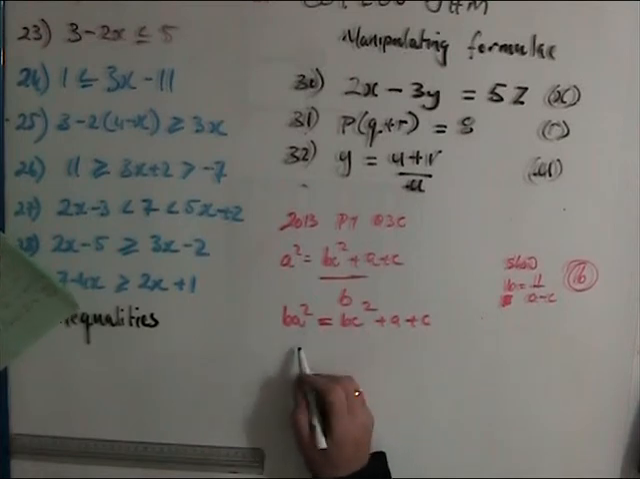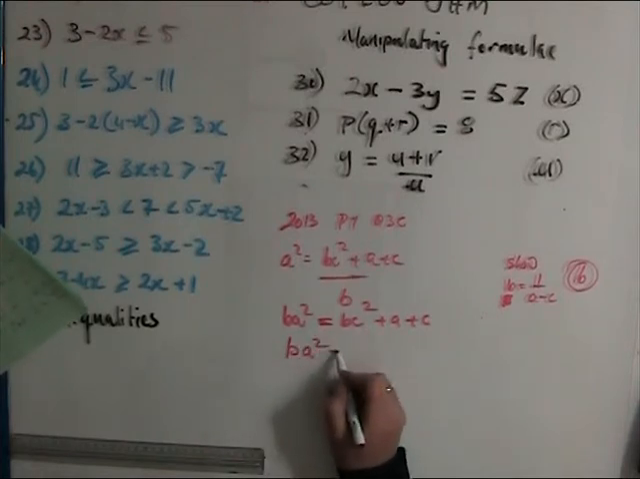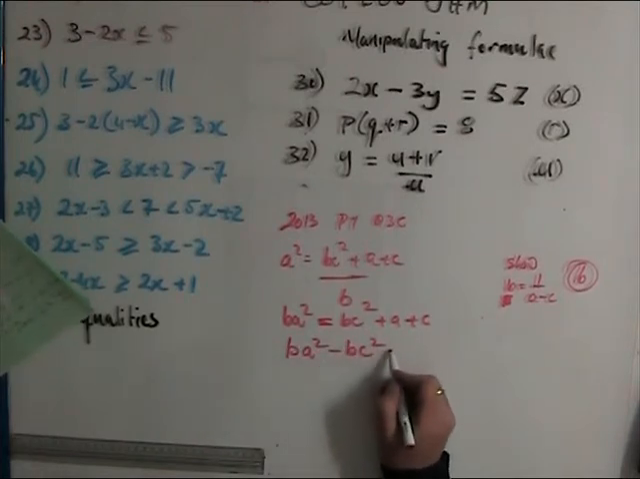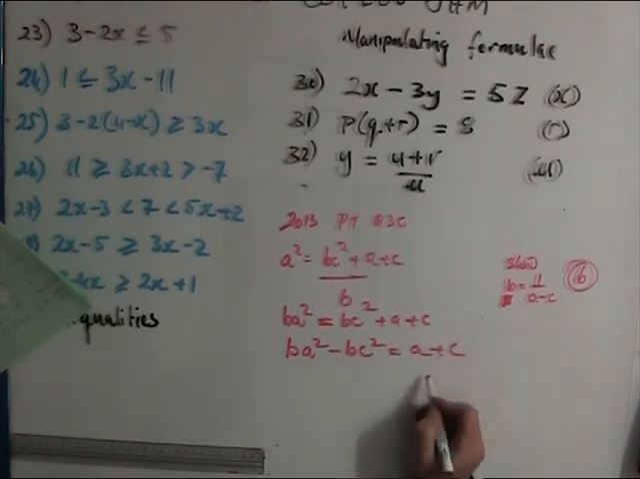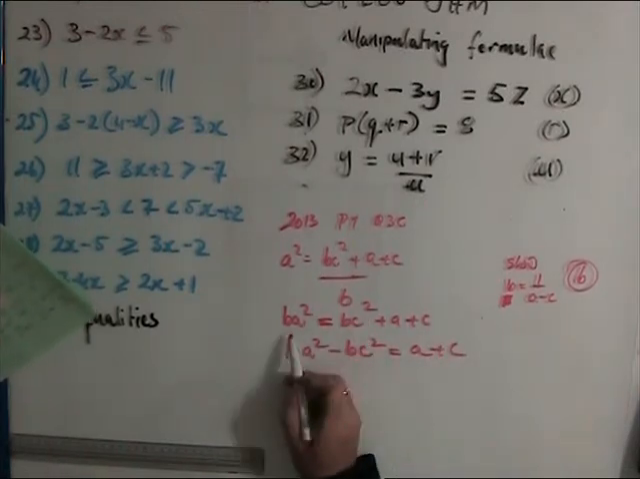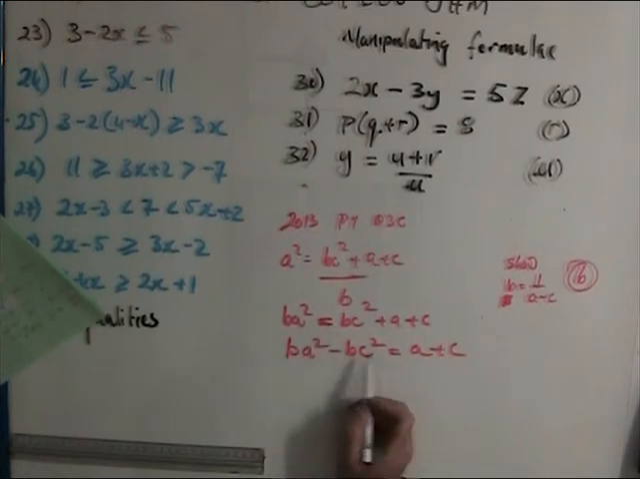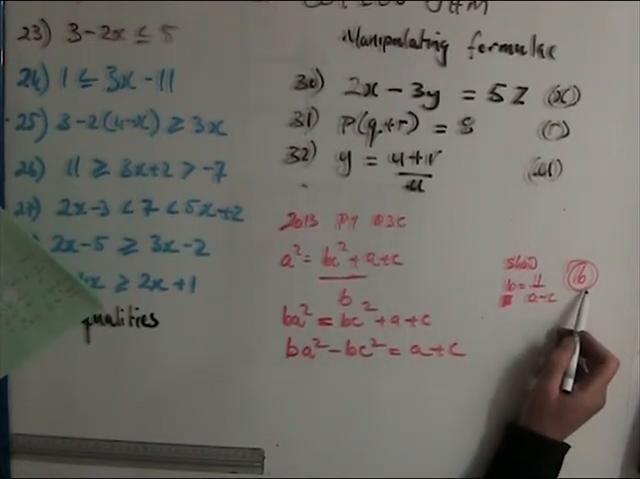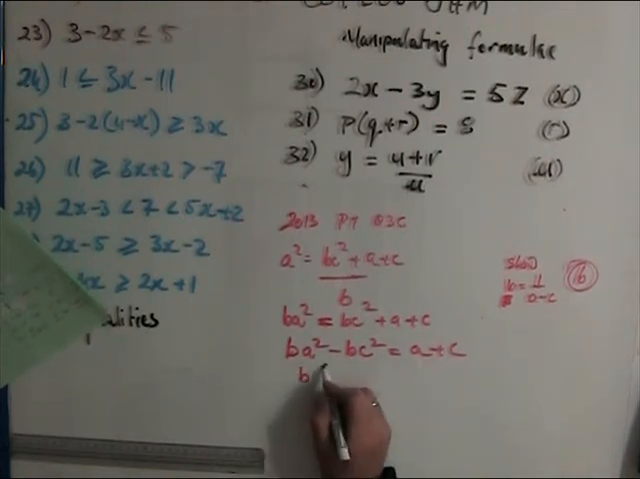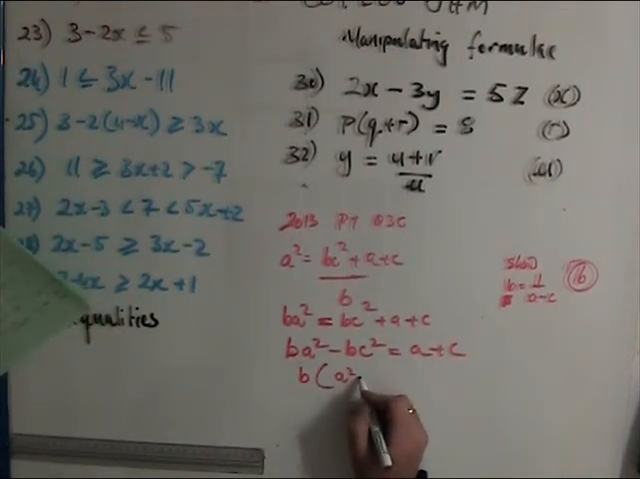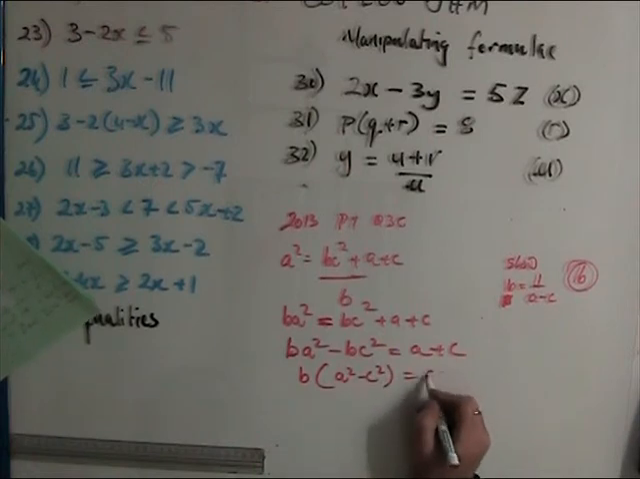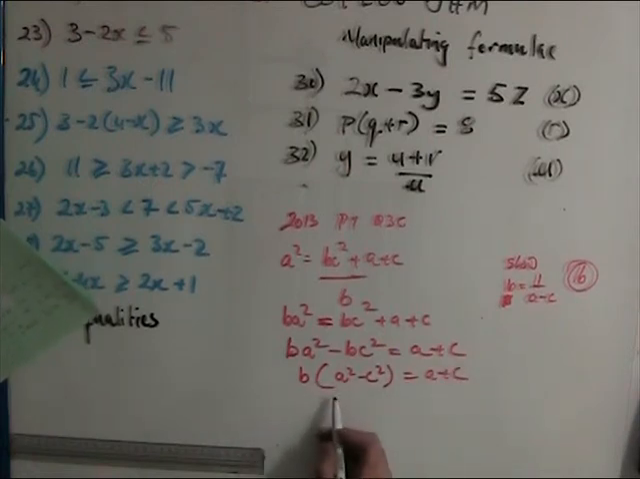I bring the bc squared across because I want to bring the b's together. So b a squared minus b c squared is equal to a plus c. Do you see what I did there? I brought the b's together, like grouping them. And I'm looking for the common factor because I'm looking for b. So I'm factorizing b: b times a squared minus c squared is equal to a plus c. I didn't do anything except take out the b. We did this before.